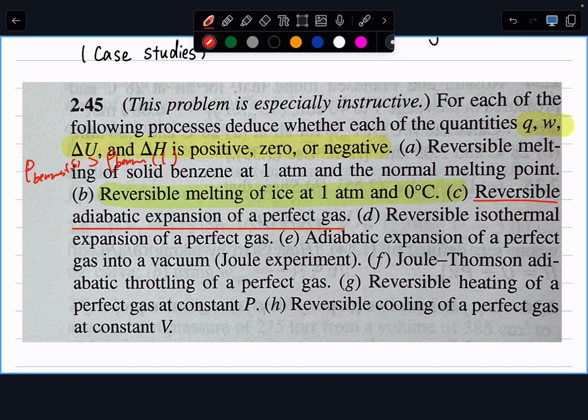Now for my delta H, that's the same idea. We have the integral from T initial to T final of Cp dT. And my Cp just equals Cv plus nR. It doesn't matter, it's always a positive number. T final minus T initial, also a negative number.